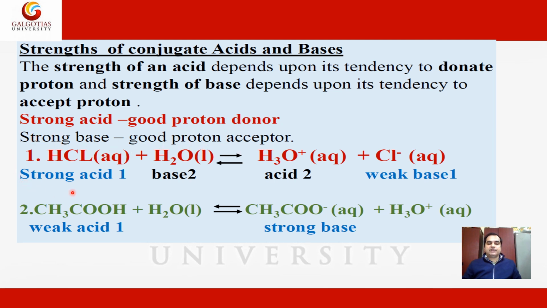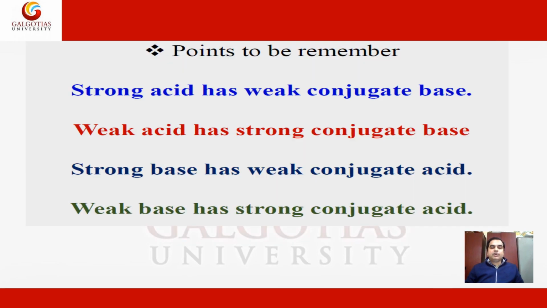As we can see in the reaction HCl aqueous plus H2O liquid, we get the hydronium ion, H3O plus aqueous, plus chloride aqueous. In this case, HCl behaves as a strong acid because it can easily donate the proton, while chloride ion acts as a weak base because it cannot easily accept the proton. The point to remember: a strong acid has a weak conjugate base, while a weak acid has a strong conjugate base. Similarly, a strong base has a weak conjugate acid, while a weak base has a strong conjugate acid.